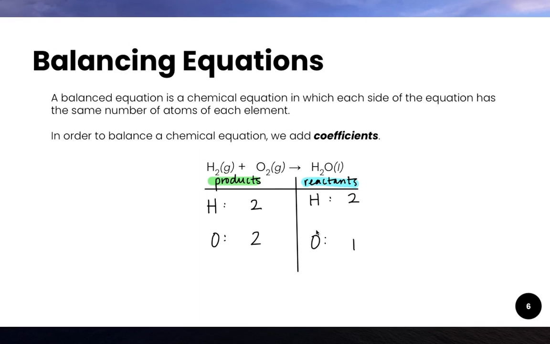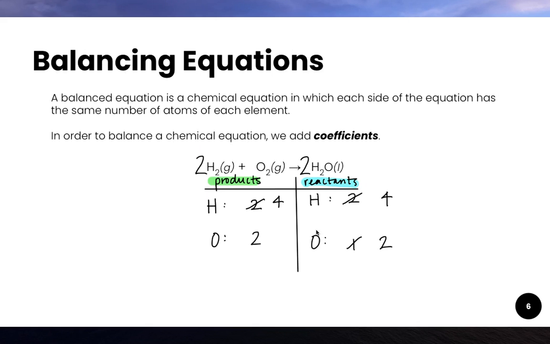Okay, so what we need to do is increase the oxygen. I'm going to add a 2 in front. So now we will have 2 oxygens, but it also changes our number of hydrogens to 4. So in order to balance that out, I will also need to put a 2 in front of our hydrogen gas. Okay, so there you go. This is a balanced equation after adding the coefficients in front.